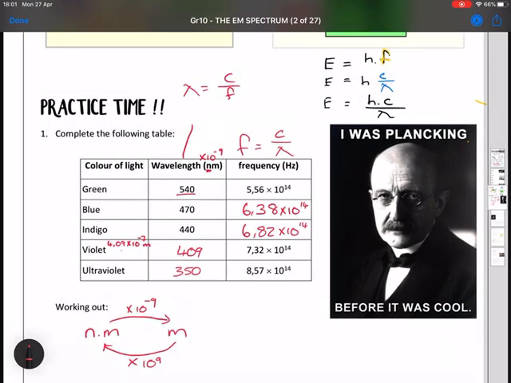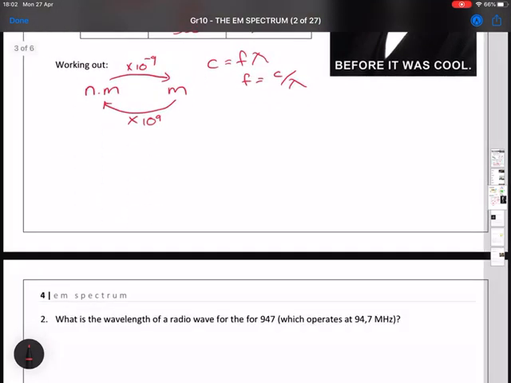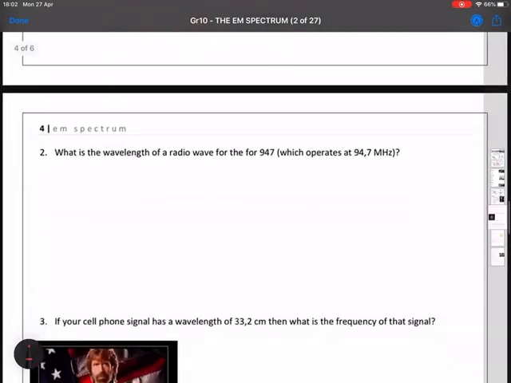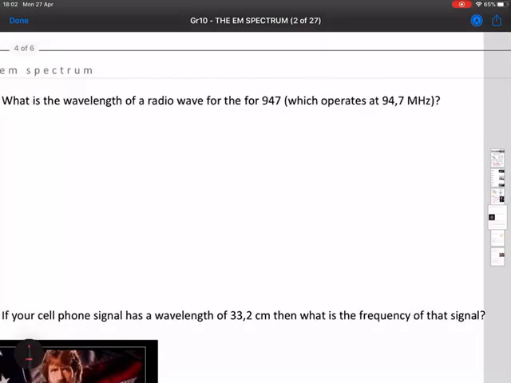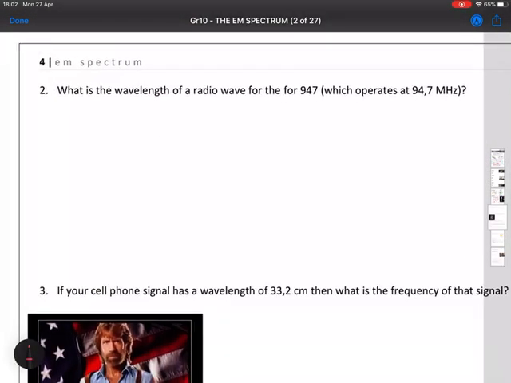Okay, so for this working out, you're going to have C is equal to F lambda, and therefore frequency is equal to C over lambda, but I've already given you those equations. What's the wavelength of a radio wave for 947, the radio station 947, which operates on a frequency of 94.7 megahertz? The station actually used to be called 94.7.